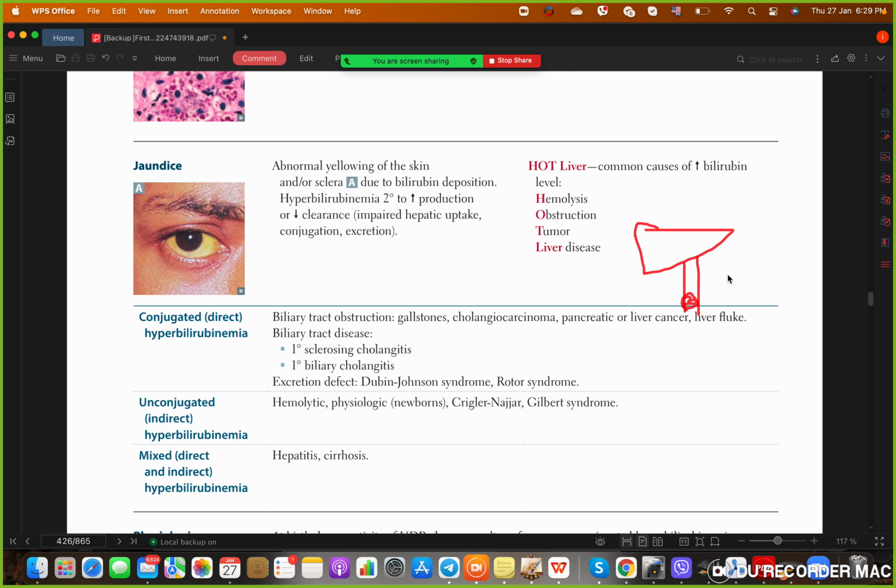For example, if it is before the liver, it will be mainly indirect. If it's in the liver, it will be both direct and indirect. If it's after the liver, it will be only direct. So if someone has a pancreatic adenocarcinoma and it's blocking the common bile duct, that will lead to mainly what elevated, direct or indirect? Direct, absolutely. Yes. Liver disease, both of them.